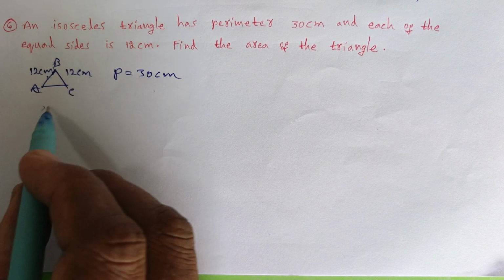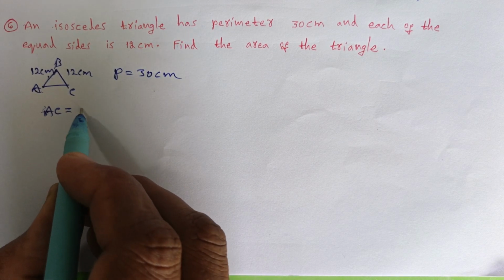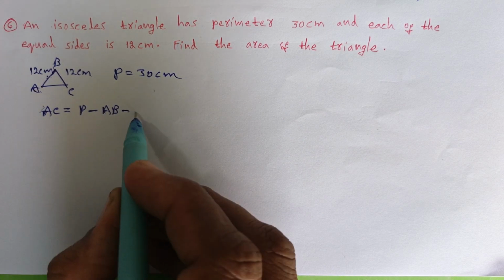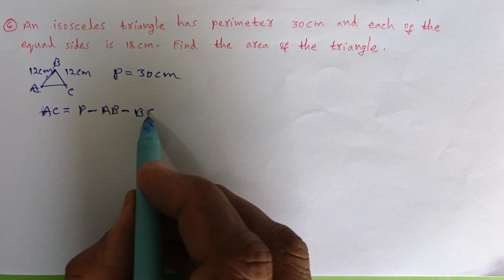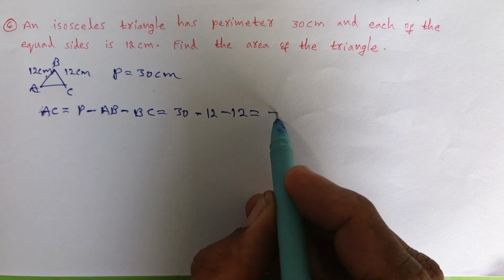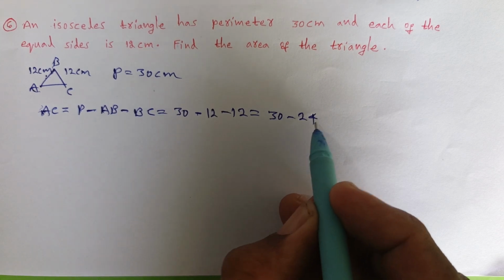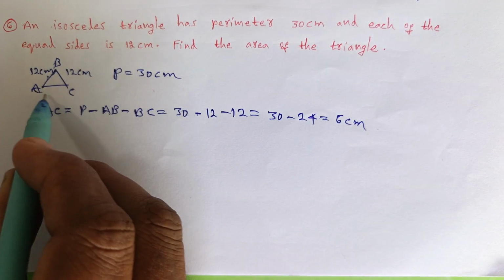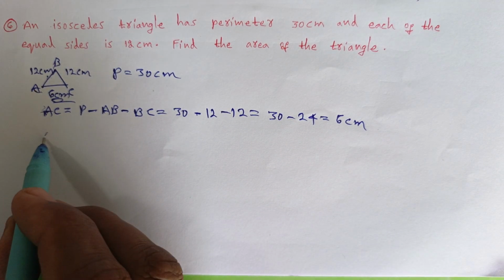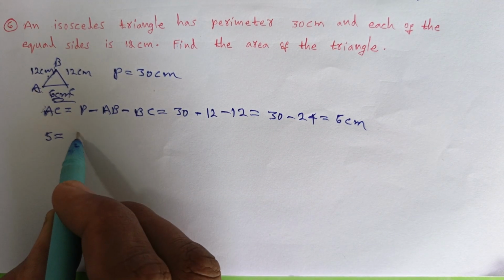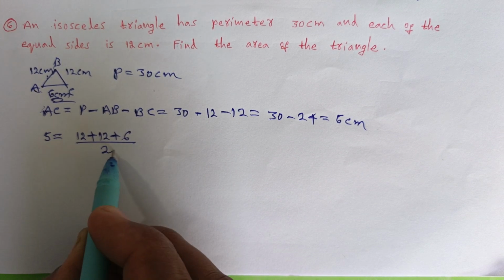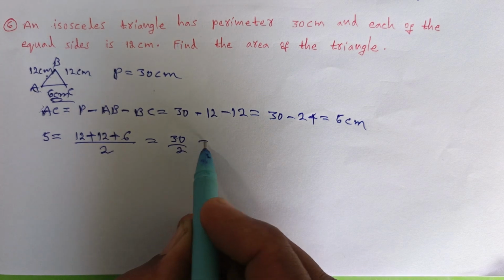So from this we can calculate the third side as AC equal to perimeter minus sum of the remaining two sides, that is AB plus BC. So 30 minus 12 minus 12, so that is 30 minus 24. So that is 6 centimeters. Therefore AC equal to 6 centimeters. So after calculating the third side, we will calculate the semi perimeter, that is 12 plus 12 plus 6 whole divided by 2. That is 30 by 2, 15 centimeters.